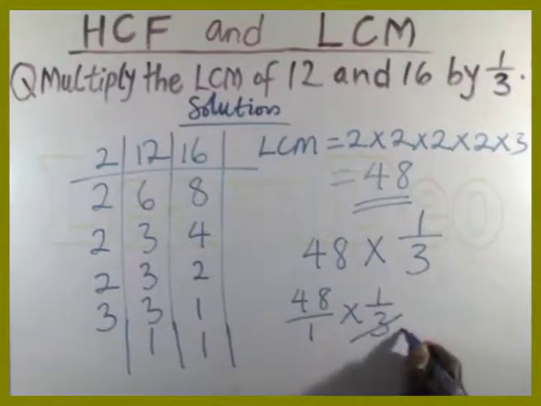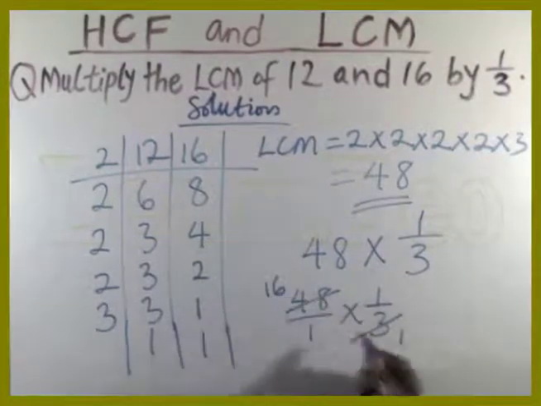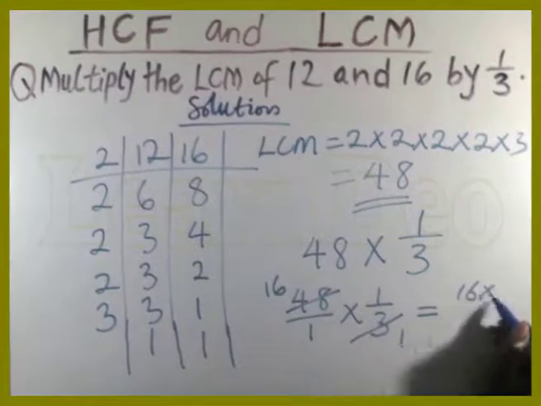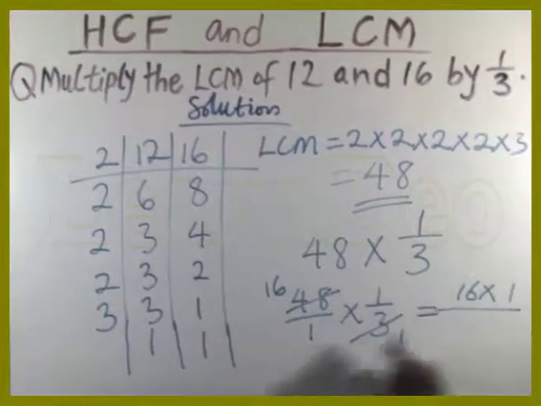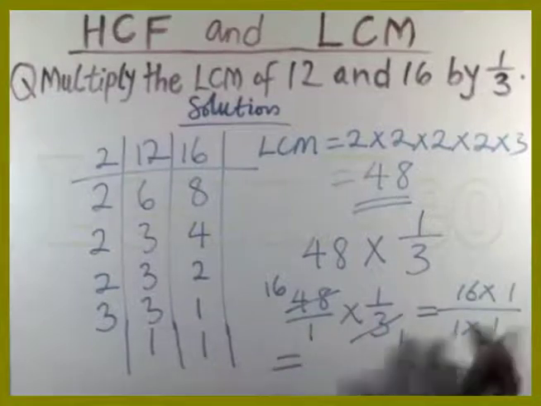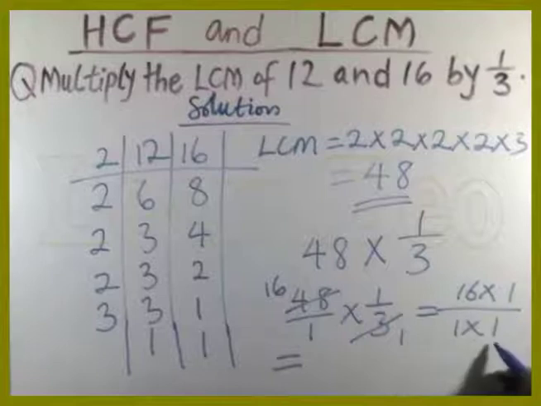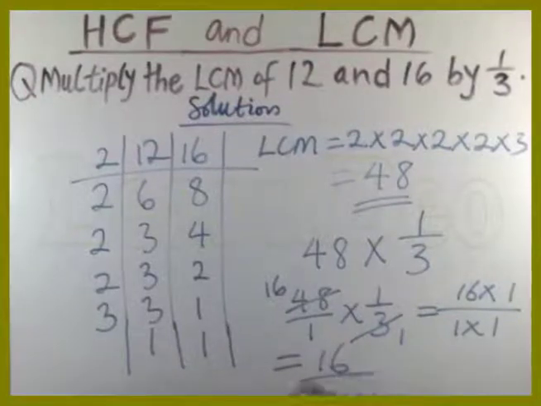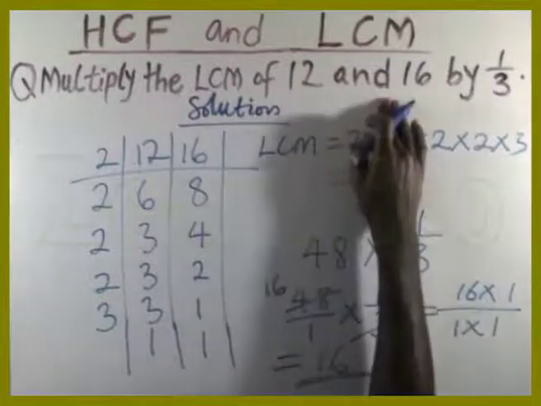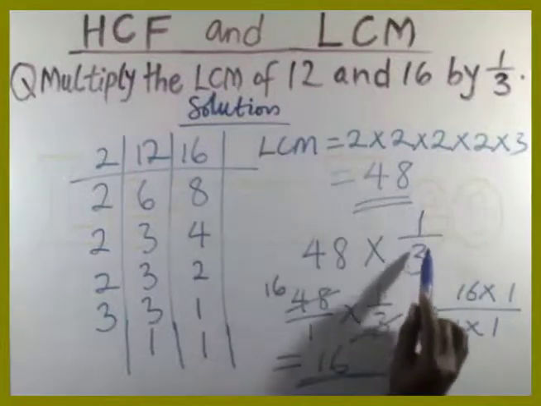3 in 3 is 1. 3 in 48, 16. What we have left is 16 times 1 over 1 times 1. Finally, 16 times 1 is 16. 1 times 1 is 1. Now 16 divided by 1 is 16. It implies that 16 is the answer to the question, obtained by multiplying the LCM of 12 and 16, which is 48, by 1/3.